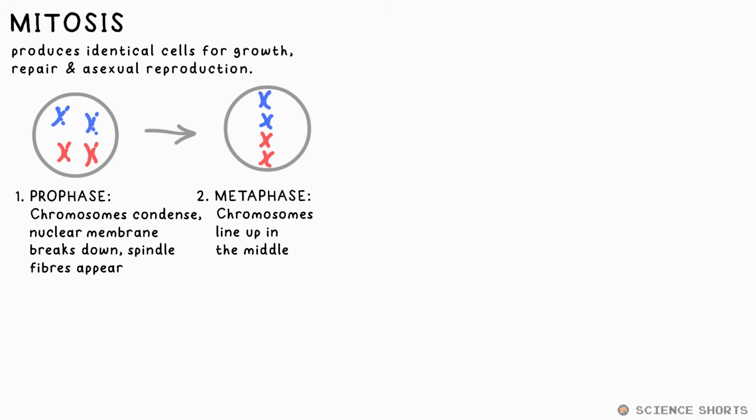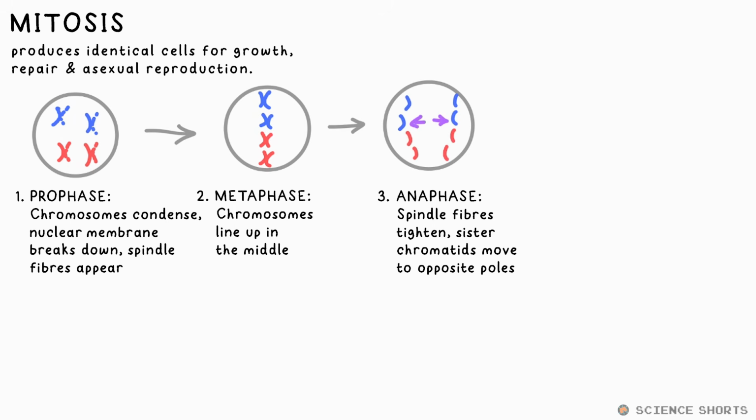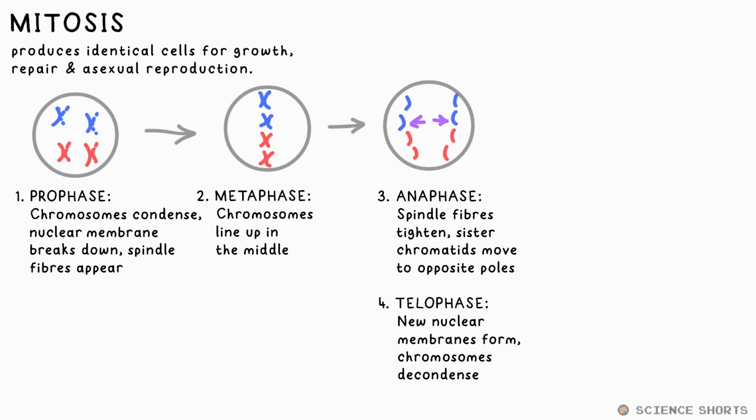Metaphase, the chromosomes align in the center of the cell. Anaphase, the spindle fibers tighten, separating sister chromatids, which then move to opposite poles, ends of the cell. Telophase, new nuclear membranes form into two new nuclei. The spindle fibers disappear. This is technically the end of mitosis.